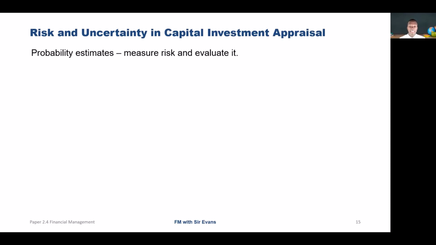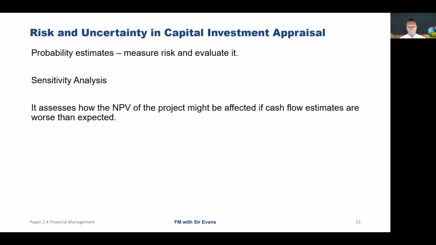So to analyze and assess the risk and uncertainty, we use sensitivity and probability analysis to aid us in that particular analysis. Sensitivity analysis assesses how the NPV of the project might be affected if cash flow estimates are worse than expected. So it's a what-if analysis to calculate the effect on NPV of either a percentage reduction in benefits or an increase in cost. It gives the percentage amount by which cash flows could change before the project NPV changes. And then the change in cost of capital can also be found by calculating the project IRR.